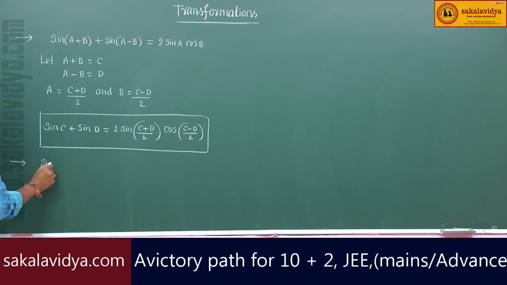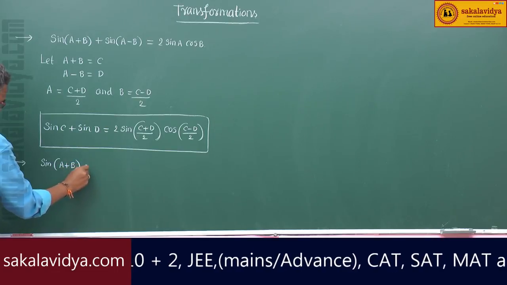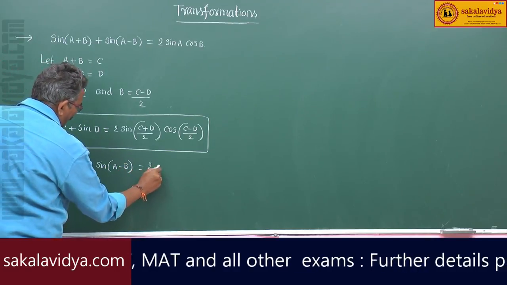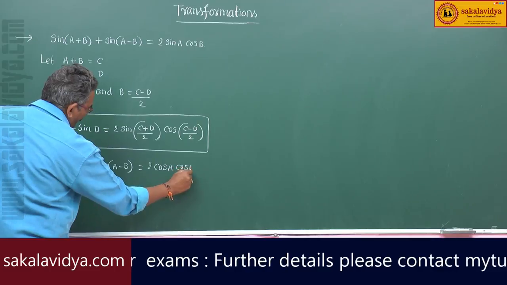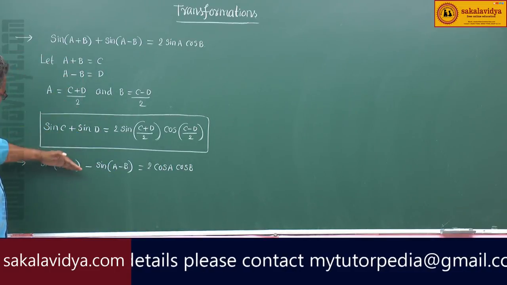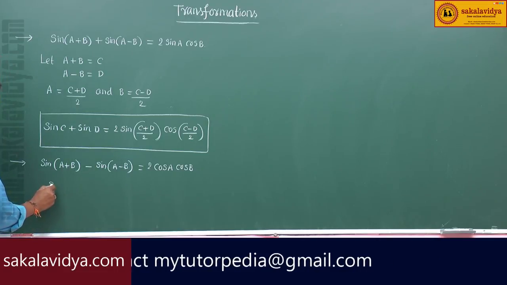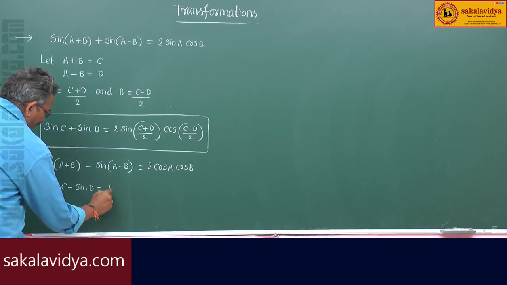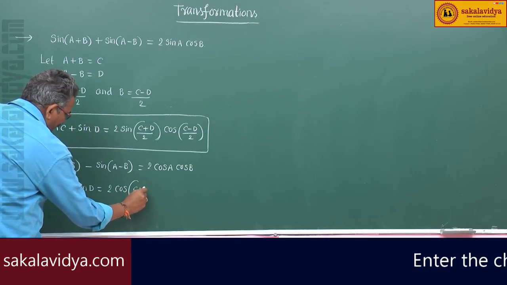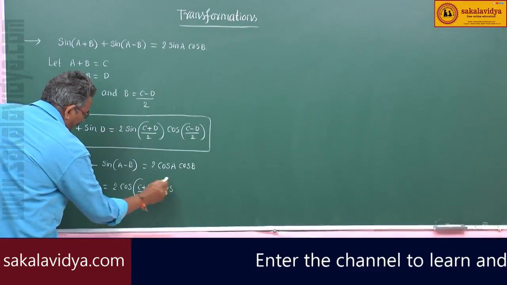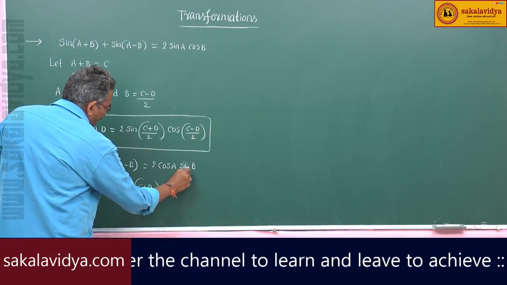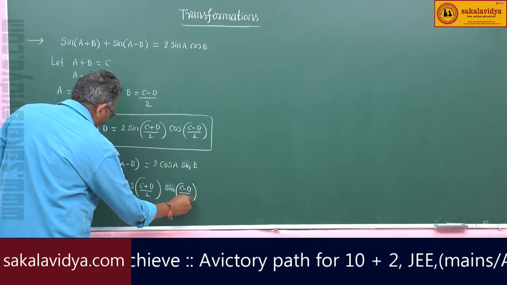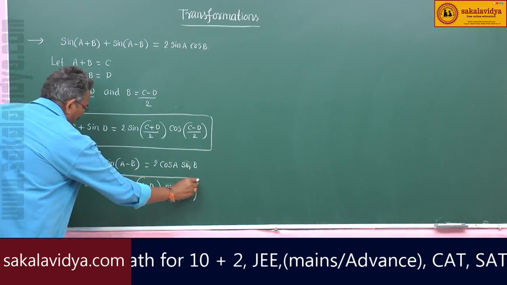Now we have another formula: sin of a plus b minus sin of a minus b is equal to 2 cos a sin b. Replace a plus b is equal to c, a minus b is equal to d. This becomes sin c minus sin d equals 2 cos of c plus d by 2 and sin of c minus d by 2. So this is the sin c minus sin d formula.